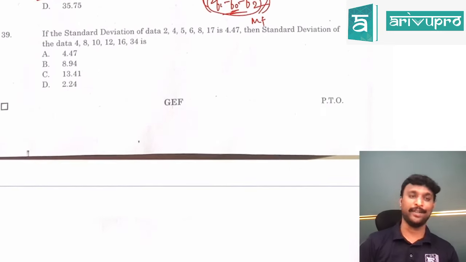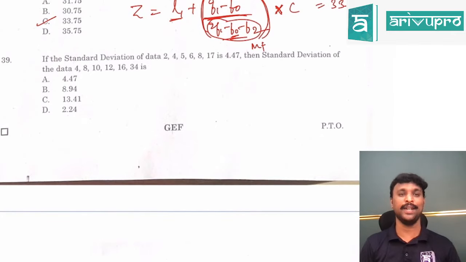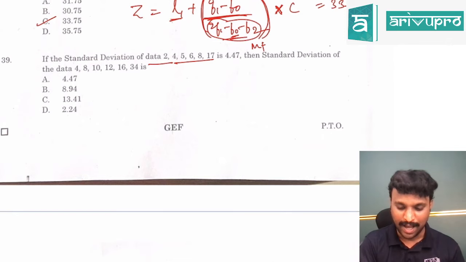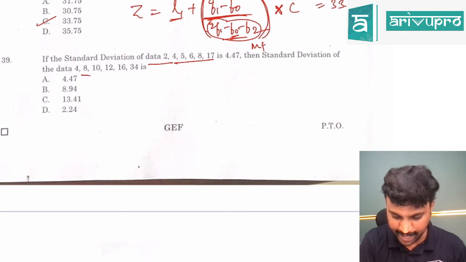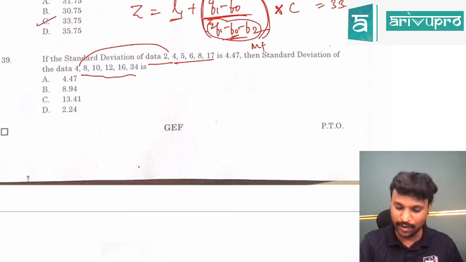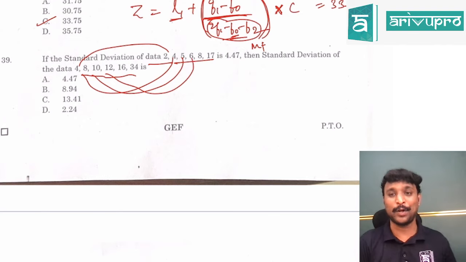We have discussed this kind of questions in the marathon. Yes or no? Guys, look at the 39th question. The standard deviation of these observations is 4.47. The standard deviation of these observations, 4, 8, 10, 12, 16 and 34. Guys, if you look at 2 to 4, it is into 2. 4 to 8, it is into 2. 5 to 10, it is into 2. 6 to 12, it is into 2.